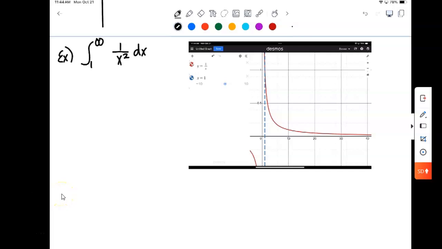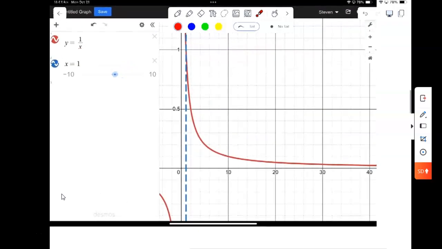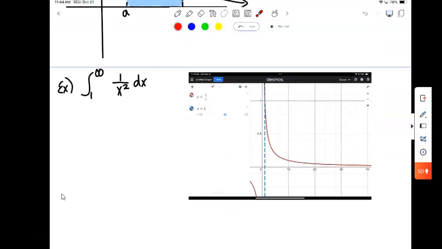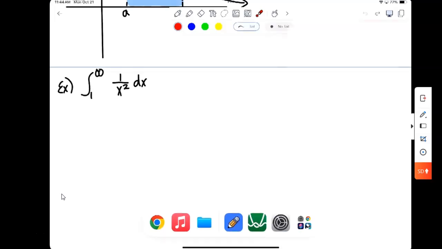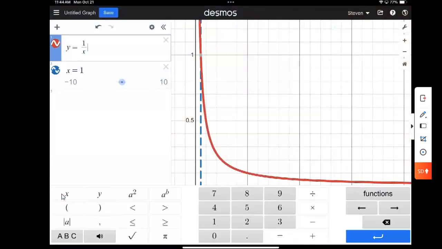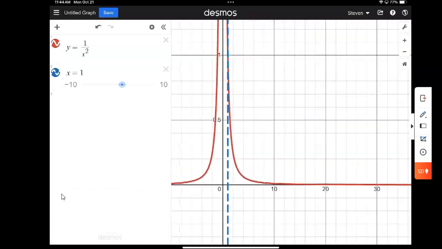Okay, so let's take a look here at this problem. The integral from 1 to infinity of 1 over x squared dx. And so here we are looking at, oh shoot, I got the wrong graph for you. Just ignore that graph. I graphed 1 over x, not 1 over x squared. Okay, so there's my 1 over x squared graph.